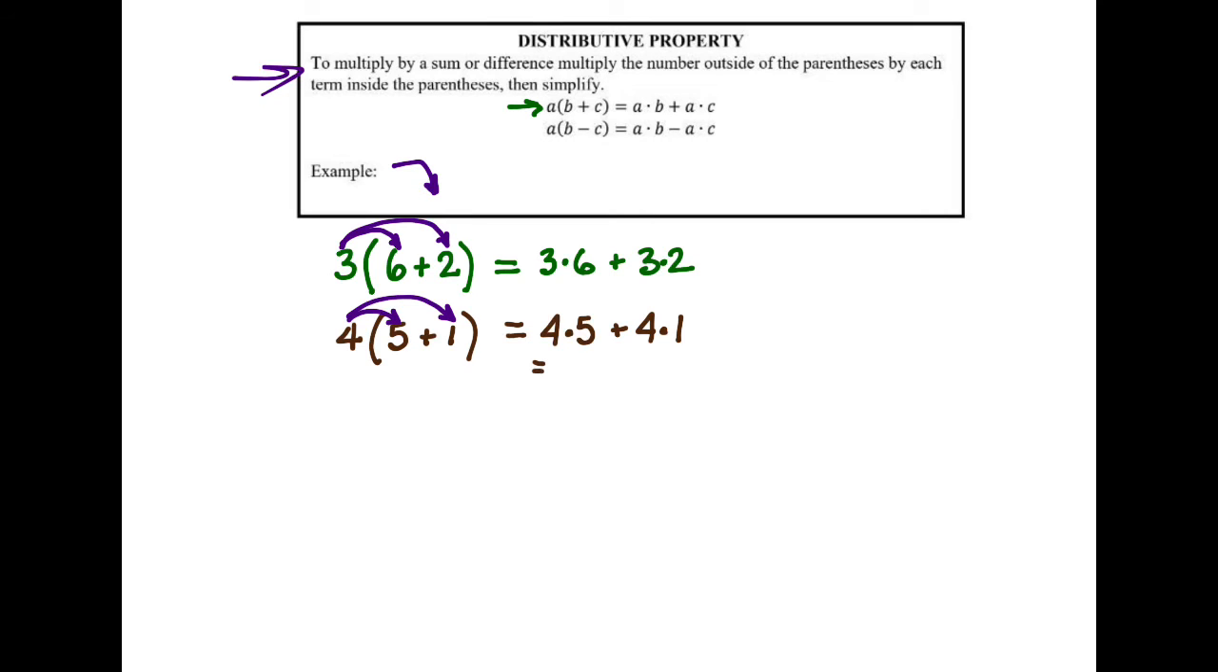Okay, 4 times 5 is 20. Let me show you how this works. And 4 times 1 is 4. So 20 plus 4 is 24. On the front part, we get 4 times 6, because 5 plus 1 is 6, which also gives me 24. So it's called an identity when you get the same thing either way you do it, okay? Or property. In this case, it's the distributive property.